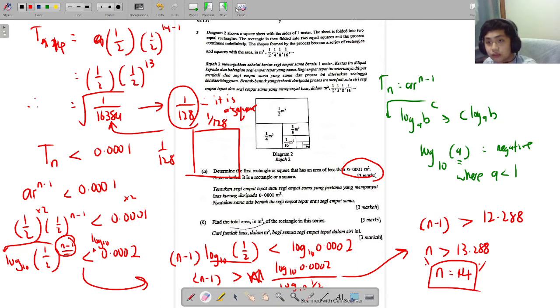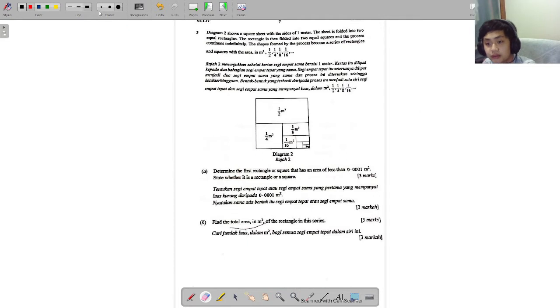So I'm just going to erase the whole thing. So find the total area in meters squared of the rectangles in the series. So we need to create another series where we are working with rectangles. So the very first rectangle is half. The next rectangle is 1 over 8. And the next rectangle after that is 1 over 32.